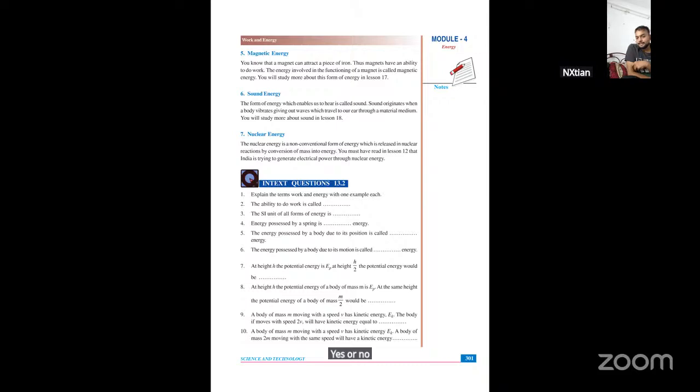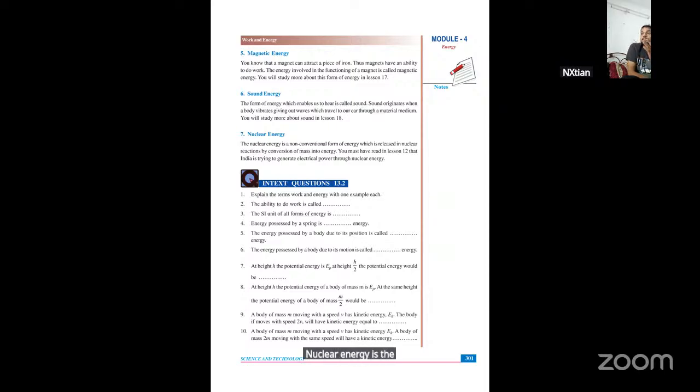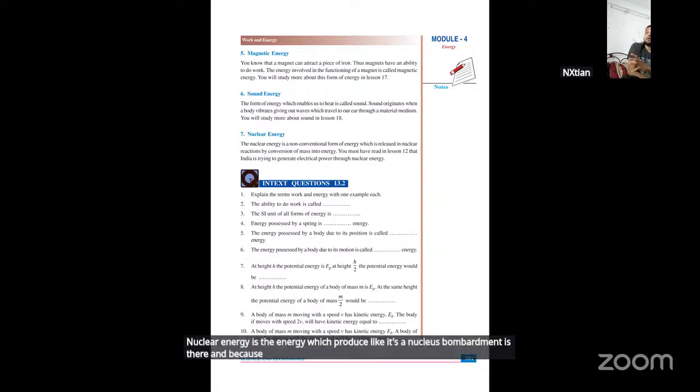Then we understand magnetic energy. Magnetic energy is the force of attraction between two magnets, or between a magnet and a magnetic material, mostly iron. That is called magnetic energy. Then sound energy: like I am speaking and you are hearing, it's because of sound energy. Nuclear energy is produced when there is nucleus bombardment, and because of that a huge amount of energy is released. That is basically called nuclear energy. Understood, guys? Yes or no?